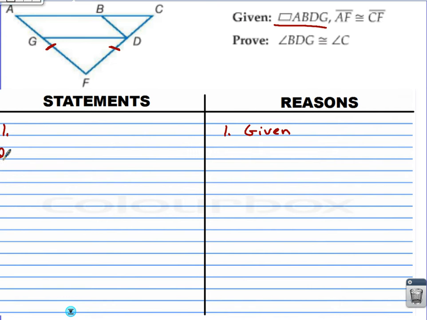Statement number 2. Since, look what we're trying to prove. We're trying to prove, and I'm going to do this in blue, here's what we're trying to prove. BDG, B to D to G, this angle, I'm trying to prove that that is congruent to angle C. That's weird. How are we going to do that? What do you know about angle A and angle C? This is actually a pretty easy proof.